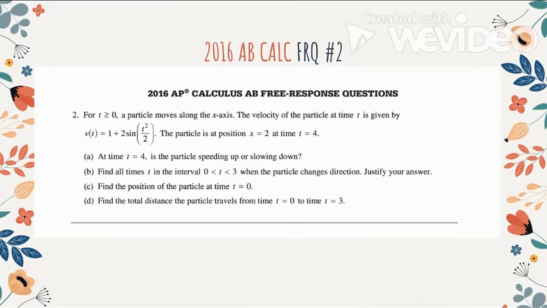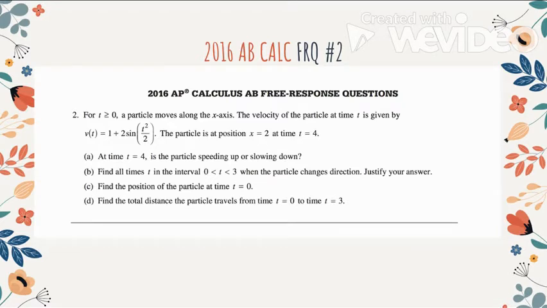It was number 2, and that problem reads: for t greater than or equal to 0, a particle moves along the x-axis. The velocity of the particle at time t is given by v of t equals 1 plus 2 sine of t squared over 2. The particle is at position x equals 2 at time t equals 4.